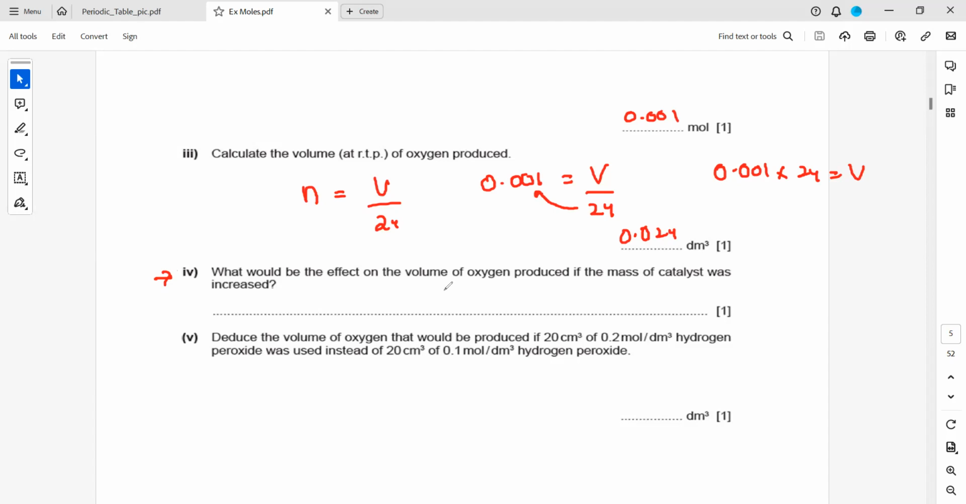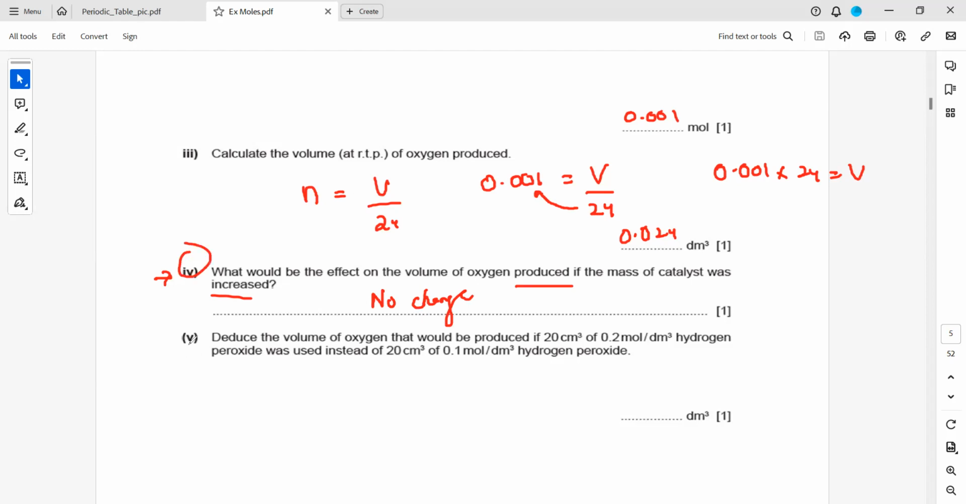What will be the effect on the volume of gas produced if the mass of a catalyst increases? The catalyst does not have any effect on the volume of the gas or volume of a product, so there will be no change. The reason you will learn later in Topic 6, which is about chemical reactions. The fourth part we still did not discuss, so I'm not going into detail.